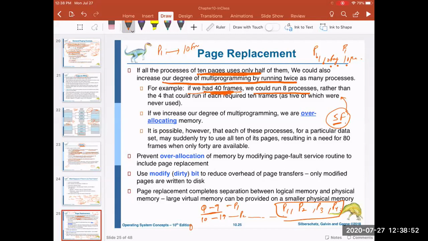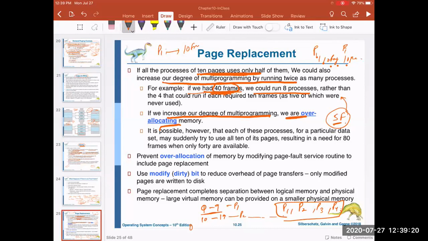So we can increase our multi-programming by over allocation. If I want to keep 40 processes, each process would be given one frame. Then my multi-programming would become 40 times. Okay, but that is not desirable all the time.